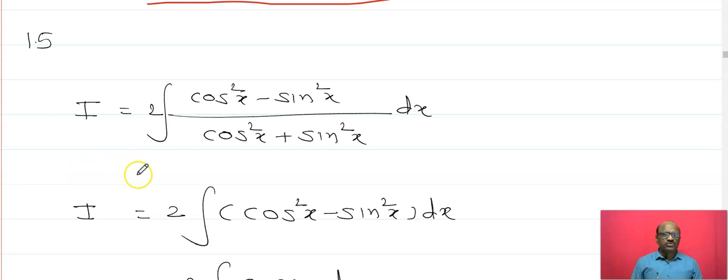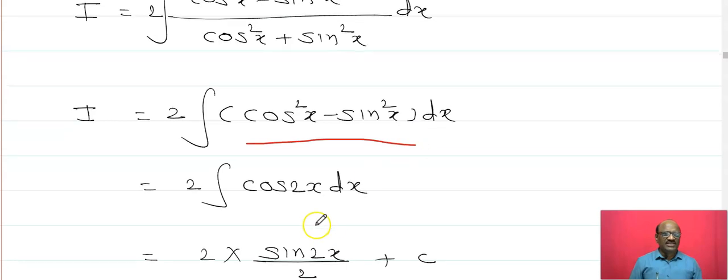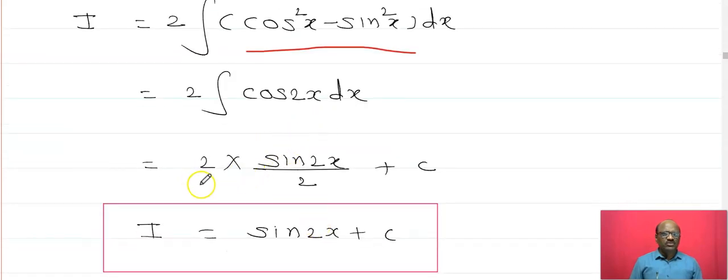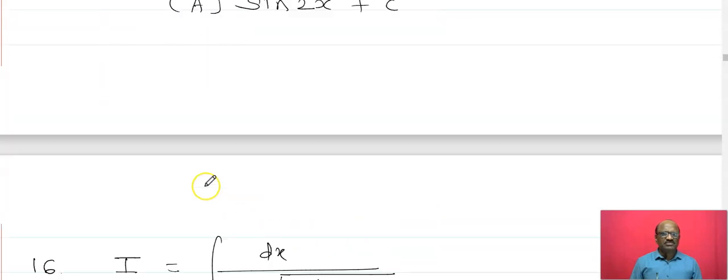I is equal to 2 times the integral of (cos square x minus sin square x) upon (cos square x plus sin square x) dx. That is, I is equal to 2 times the integral of (cos square x minus sin square x) dx. But what about this? In 11th standard we have done this type of trigonometry: cos square x minus sin square x is nothing but cos 2x, and its integral is very easy. That is 2 times the integral of cos 2x, which is sin 2x upon 2 plus c. Therefore, I is equal to sin 2x plus c, and hence option A is the correct one.